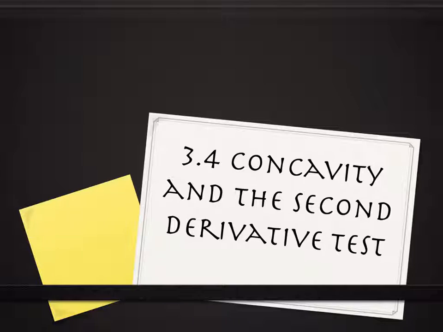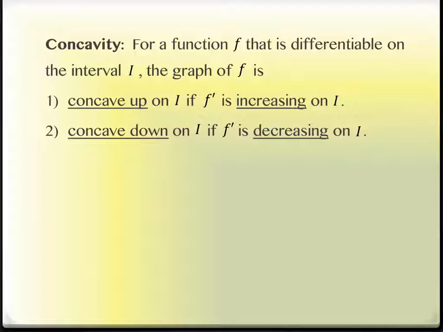And concavity can be done in two different ways. You can do concavity using the first derivative test, and I'll show you how. You can also do concavity using a second derivative test, which is going to be introduced in this section. So there's a secondary test that we can use.